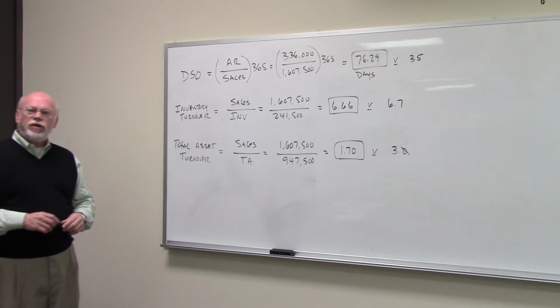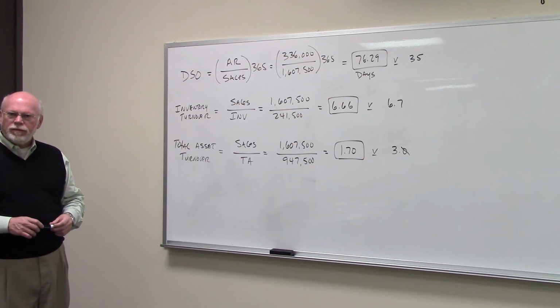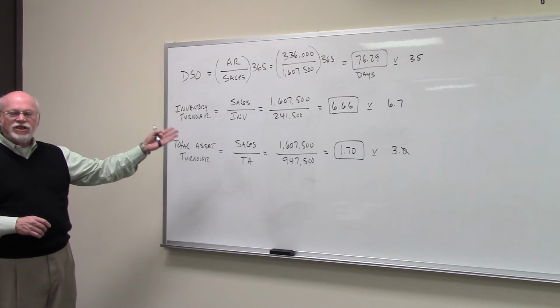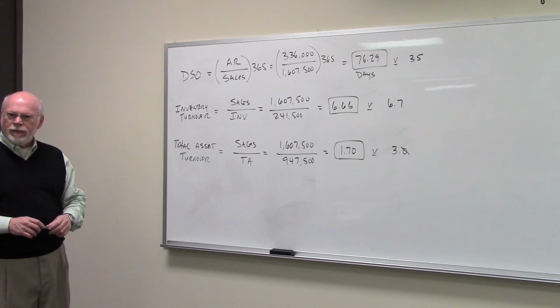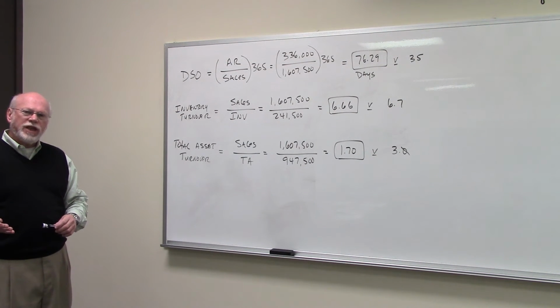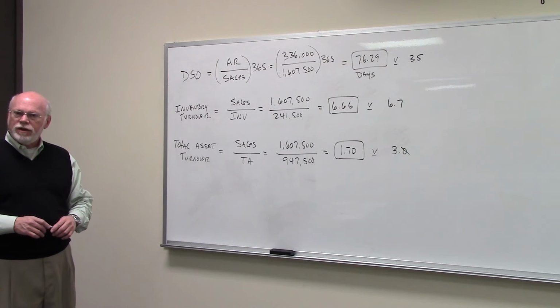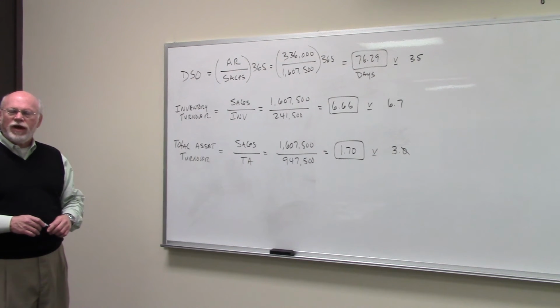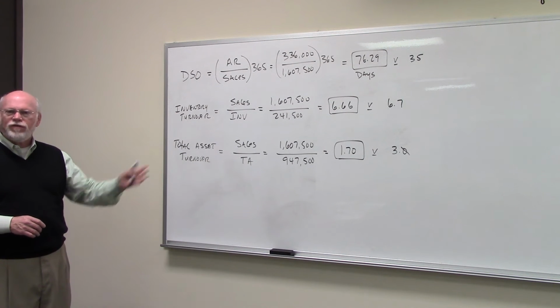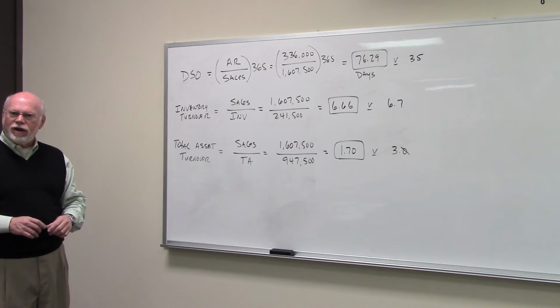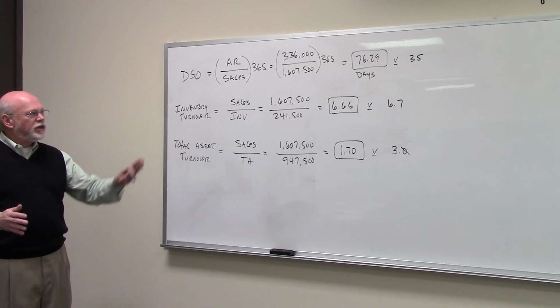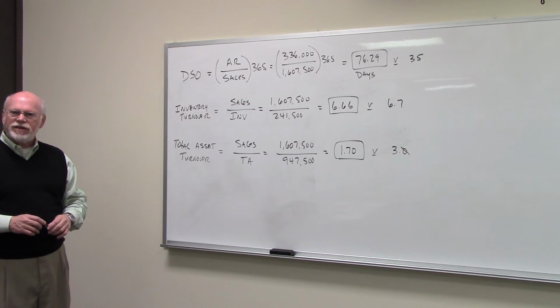Another activity ratio is called inventory turnover. Again, a very well-known activity ratio. It's defined as sales over inventory. If you look on the income statement, you'll find sales to be $1,607,500. And if you look on the balance sheet, you'll find inventory to be $241,500. Do the division, 6.66 is the inventory turnover for Berry Computing.